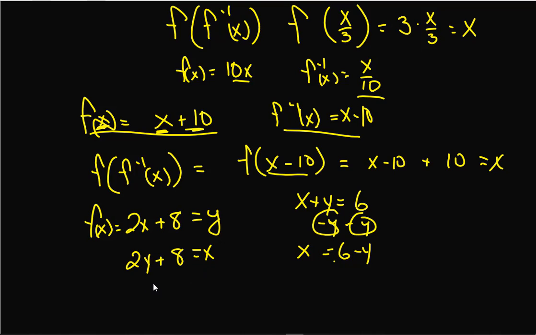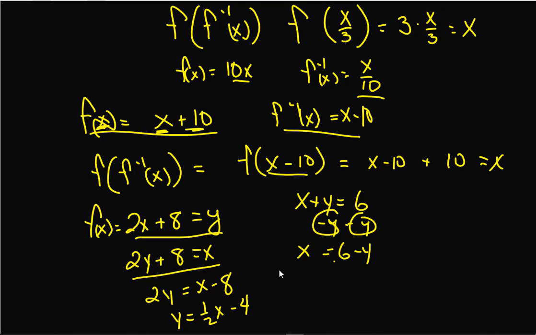Now, if you want to write it like y equals something, you have to solve this for y. You're not going to get this back again, because you switched x and y. So you'd write 2y equals x minus 8, and then you'd write y equals 1/2 x minus 4, right? So that is the inverse.